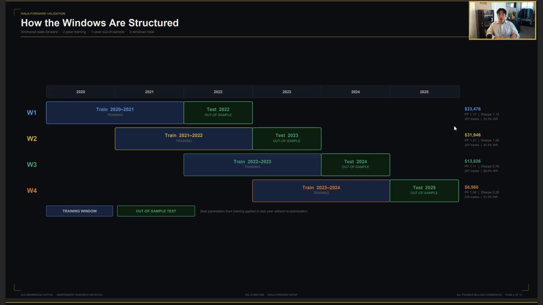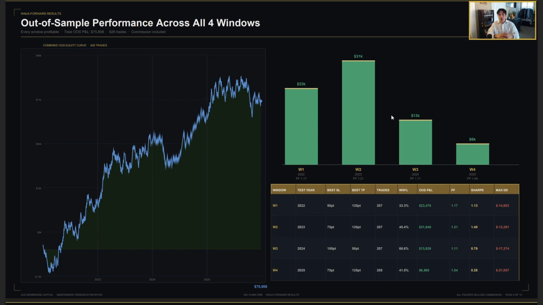Our Sharpe ratio degraded very severely, however, in step 3 and 4, or walk forward 3 and 4. We had a Sharpe ratio of 0.79 in walk 3, and in walk 4 a Sharpe ratio of 0.28. Looking at the total out of sample performance, the equity curve is once again very, very important. It's great to take this equity curve and compare it to the optimized equity curve to see how much of a difference there really is.